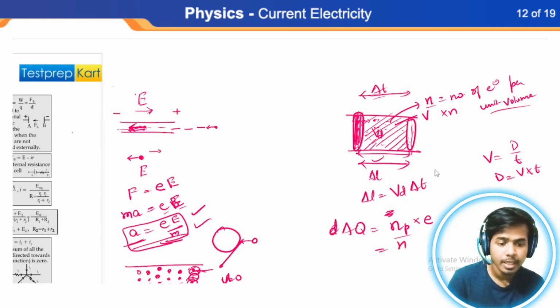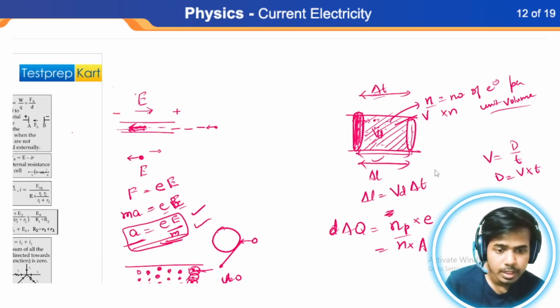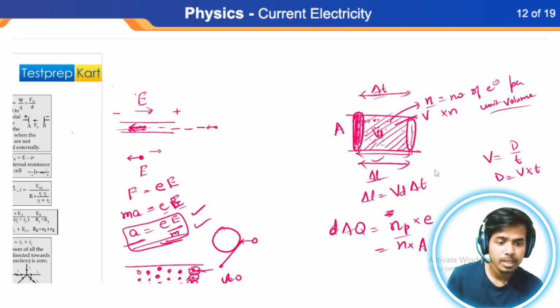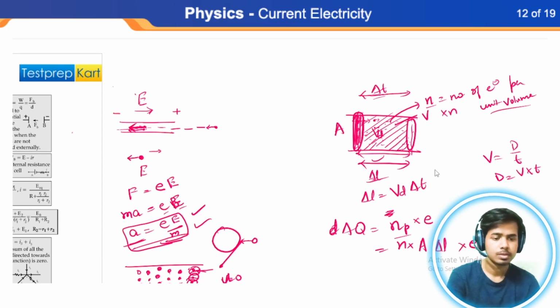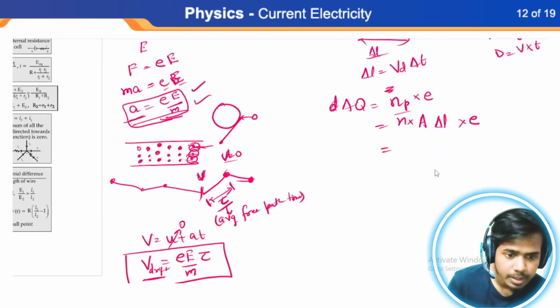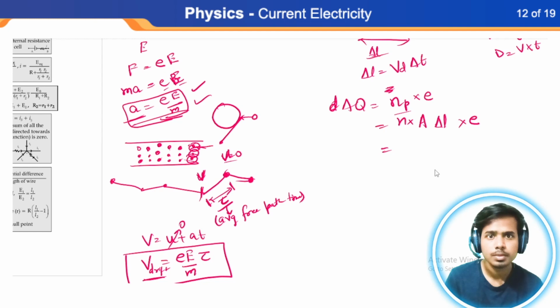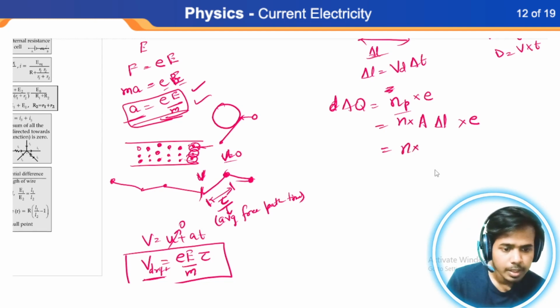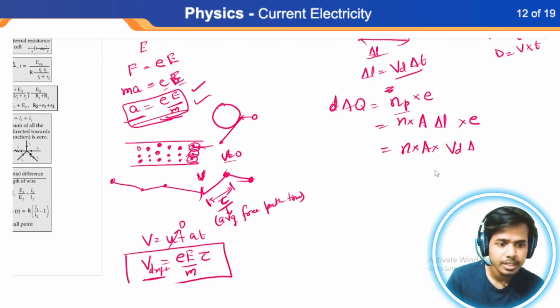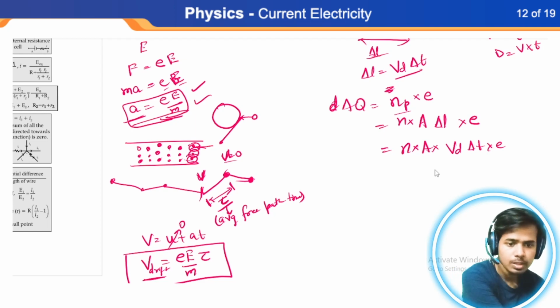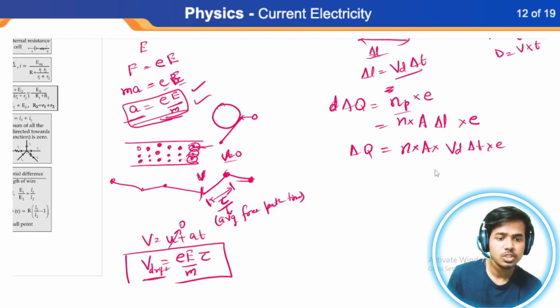So that will be n into the volume of this one. If I consider this as cylindrical, that will be the cross sectional area A multiplied by the length delta L, into e. And here you get n into A into delta L. I can substitute from here Vd delta T into e. This is delta Q, the amount of charge which has passed.